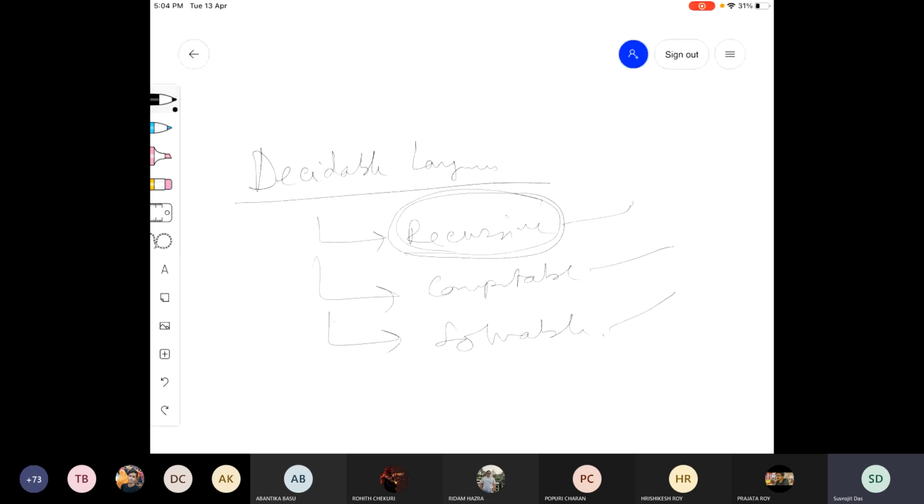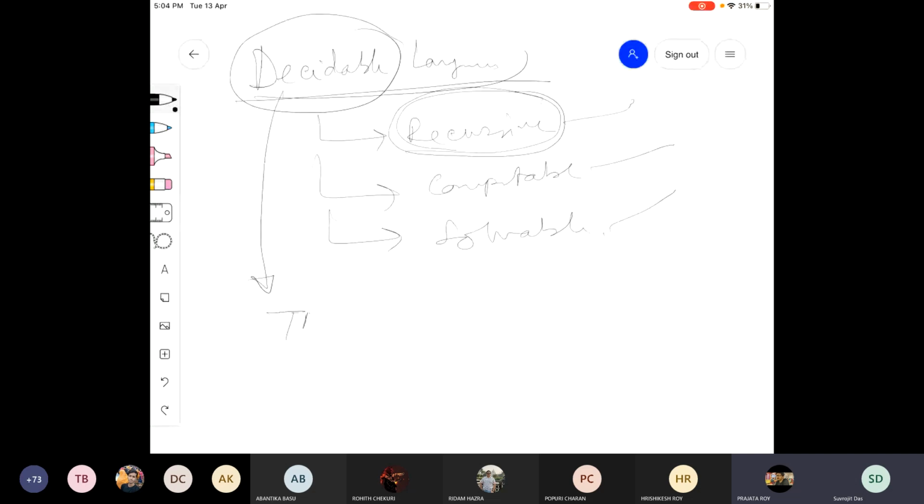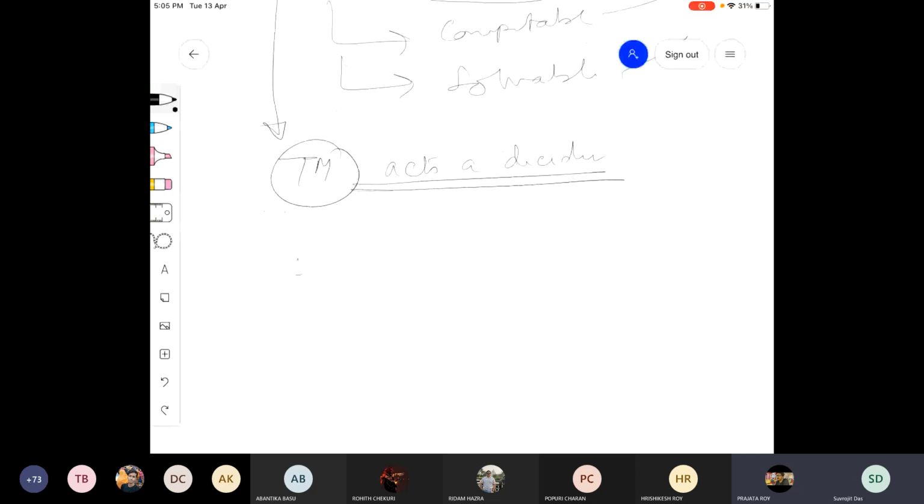If you remember, when I was discussing tail hat, I talked about this. So the decidable term is very well associated with the Turing machine model that acts as a decider. Now, what decision does it take? It takes a decision whether W is an element of the language or not. That decision may be yes, W is an element of L, or it may be no, W is not an element of L, right? Only two decisions.